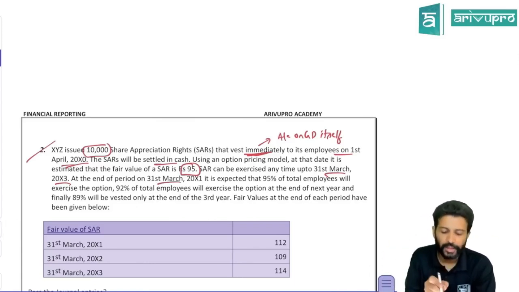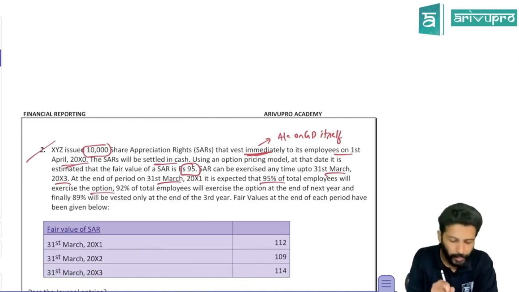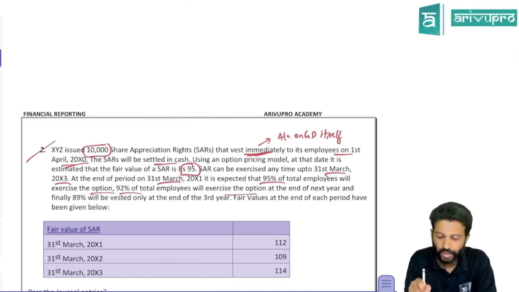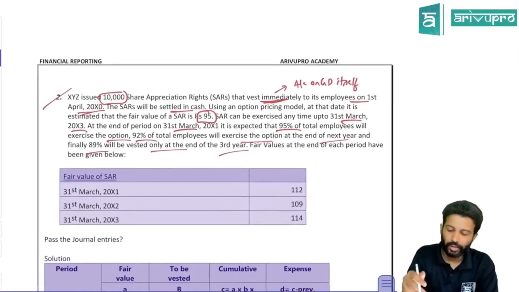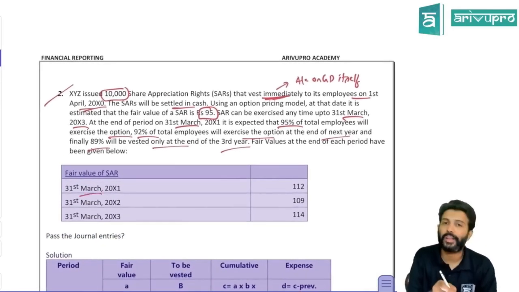Okay. At the end of 31st March 20x1, first year, 95% of the total employees will exercise the option, they are saying. 92% of the total employees will exercise the option at the end of the second year. Finally, 89% at the end of the third year. They have also given the fair value of the SAR at the end of each year.